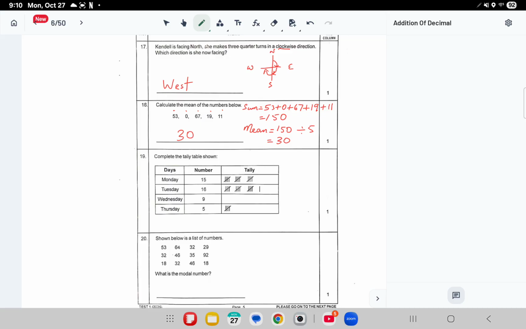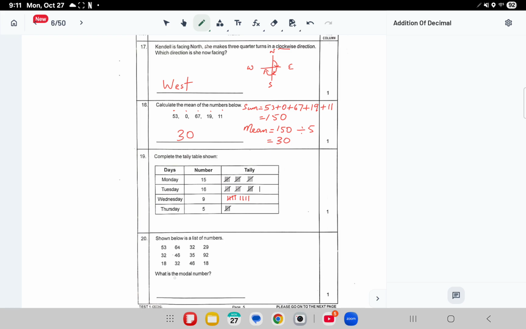It said complete the tally table shown. So we have here the number, the tally, so we need to complete it for 9. So we have one group of 5, 1, 2, 3, 4, 5, and 4 loose ones, 1, 2, 3, 4.